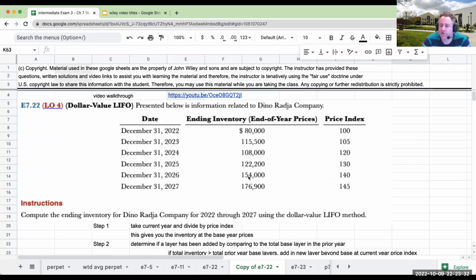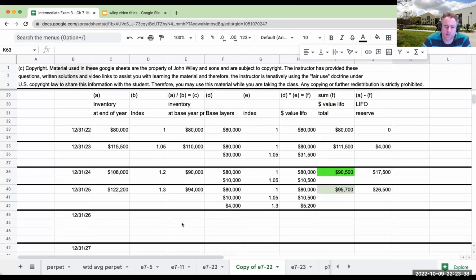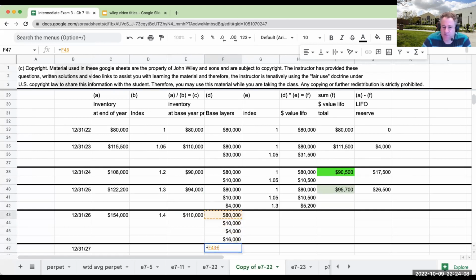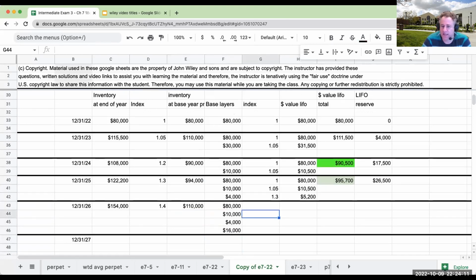2026, we've got 154,000 at 1.4. Let's see if we added on any layers. So we have 154,000. My index is at 1.4. And so over here, the value of my inventory at base year prices is back to 110,000. So how much should I add on? Well, if I compare the 110 to the 94, I added on 16,000 more. So what was there before is not going to change, but now I'm adding on another 16,000. This has to equal over here to the 110.